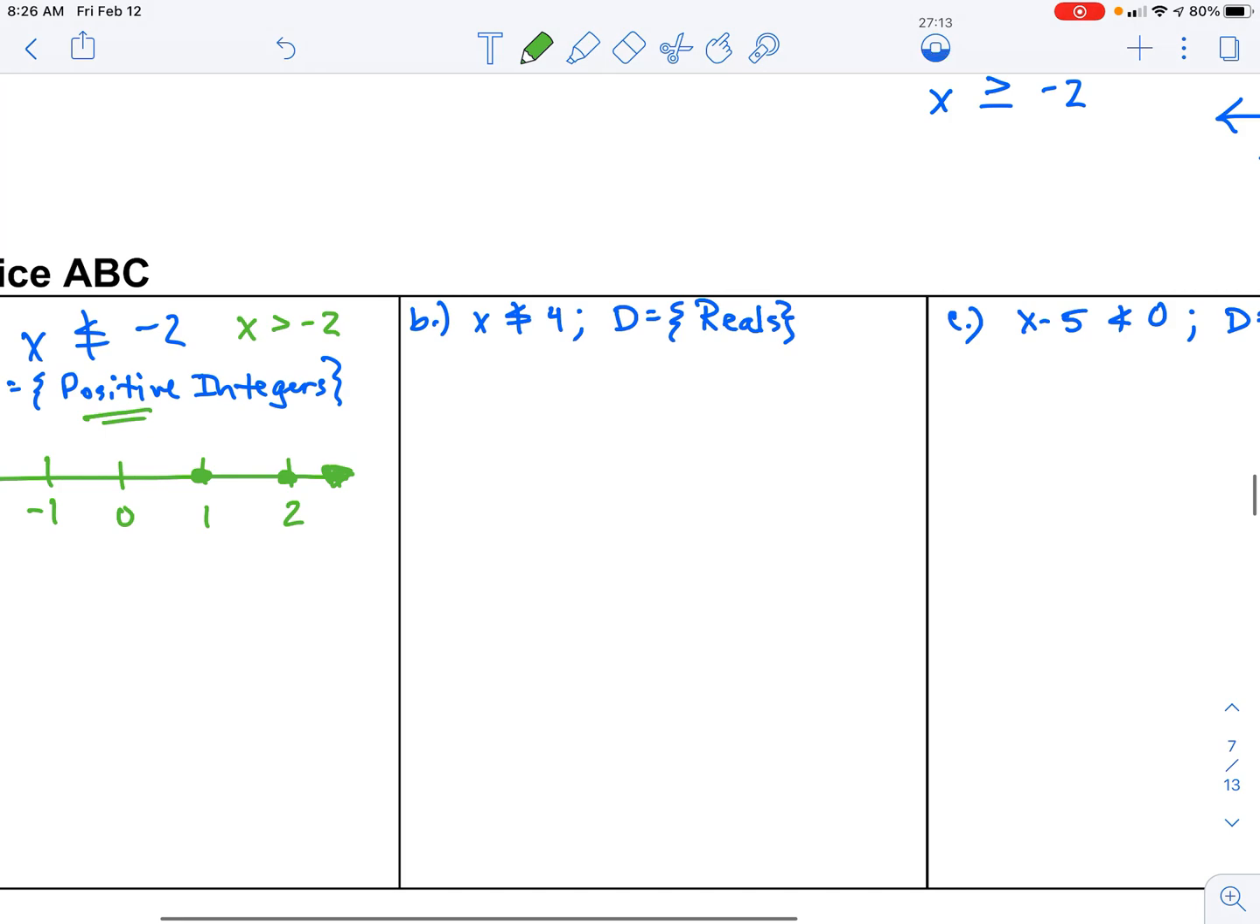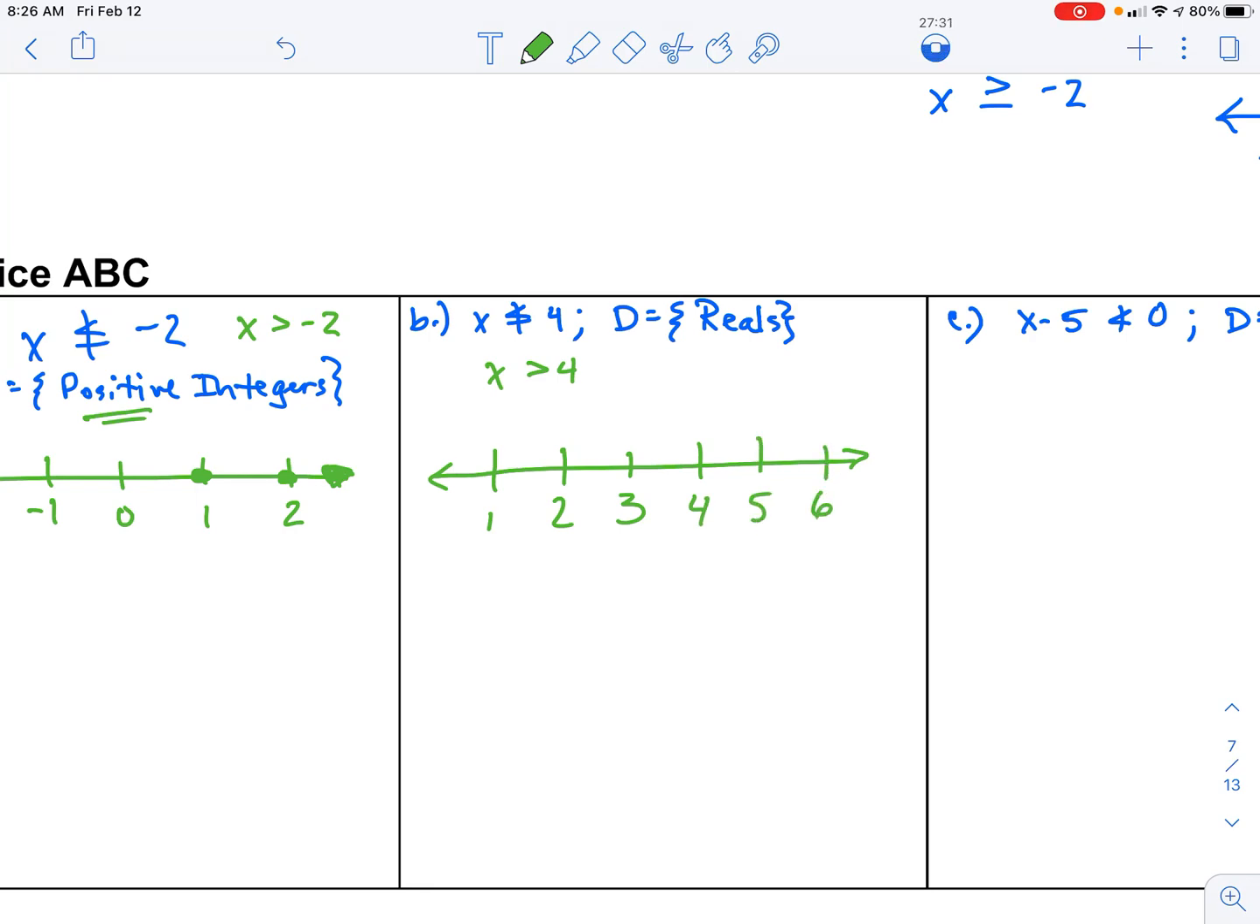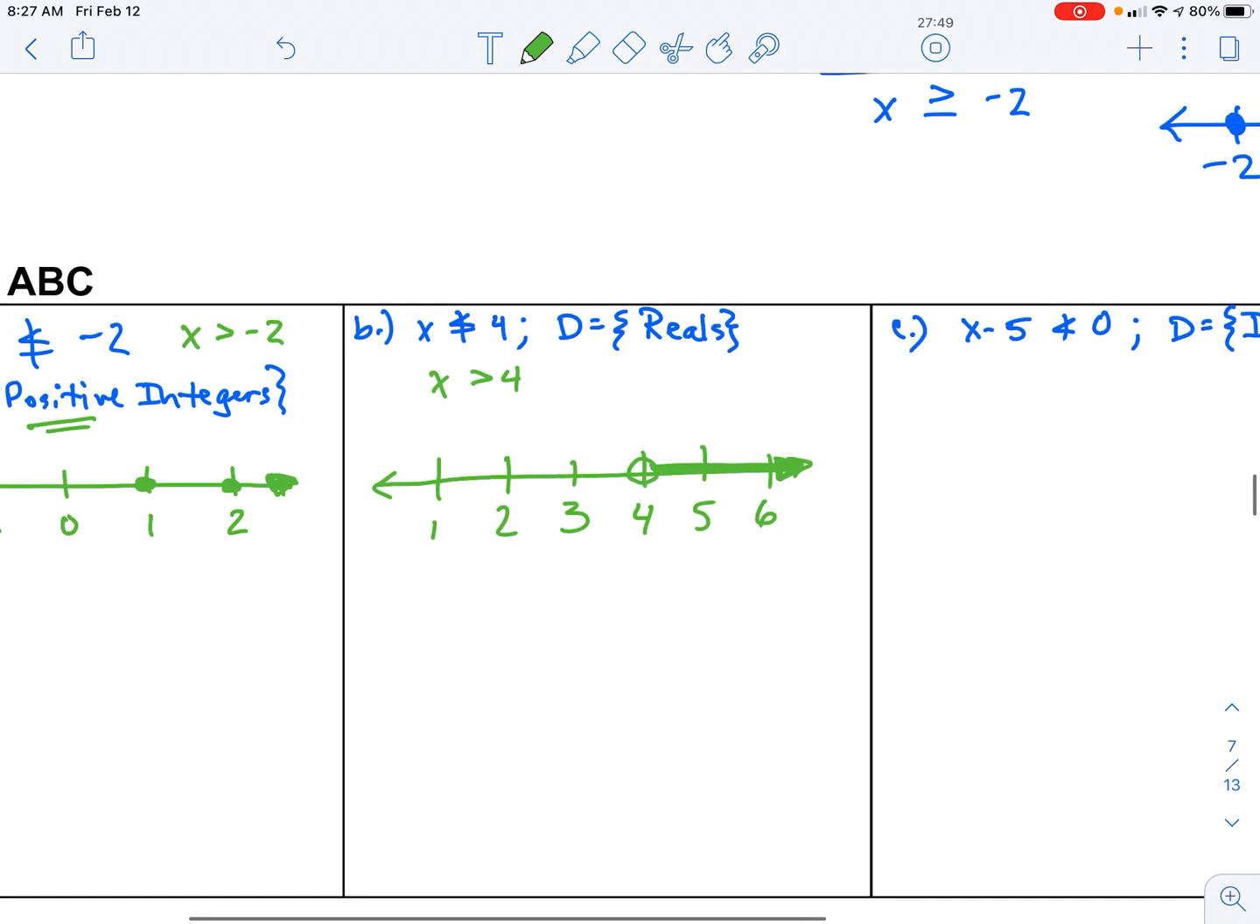All right, let's look at B. So B says x is not less than or equal to 4, so that means that x has to be greater than 4. So let's get this one graphed, and I'll just start at 1, just to get a few numbers on my number line. And the domain is to include all real numbers. Okay, so we're just graphing this one like a regular little graph like we've been doing. We've had lots of practice on this. It does not include 4, so we have an open circle. But since it includes all the reals, that means it includes all whole numbers and all numbers in between, rational and irrational.